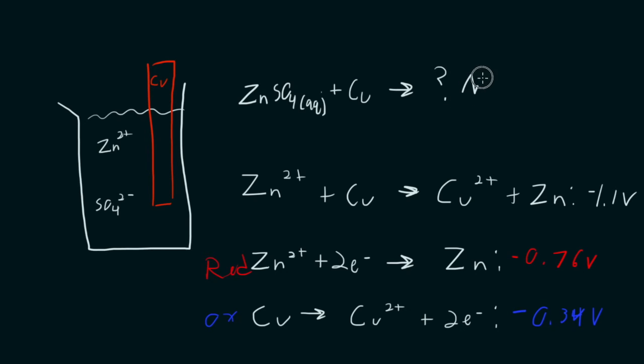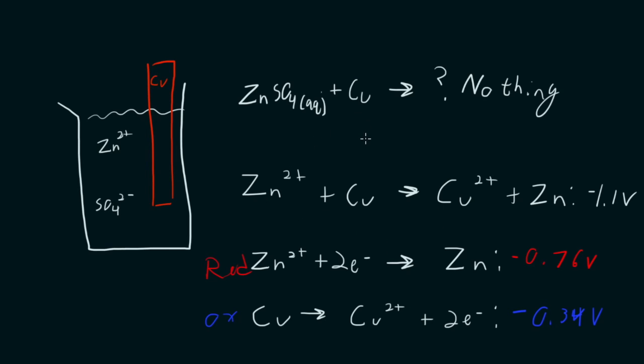So on the other side of this reaction, nothing happens. Nothing happens when I put copper into this zinc solution. The reason for that is copper likes its electrons way more than zinc does. So it's not going to give away its electrons to zinc. Zinc doesn't want them.